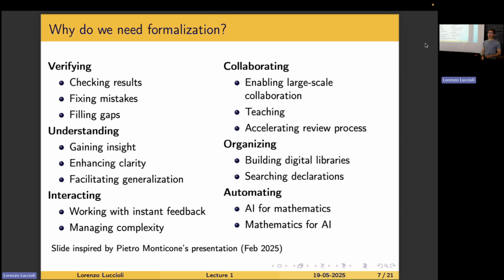And the last thing, I think one of the most important aspects of formalization, is that it enables us to talk about mathematics with a computer in a way that we can trust each other. So we can use AI to do mathematics, and we can use formalization to enhance the performance of AI. We'll see a bit more of that in the last lecture.